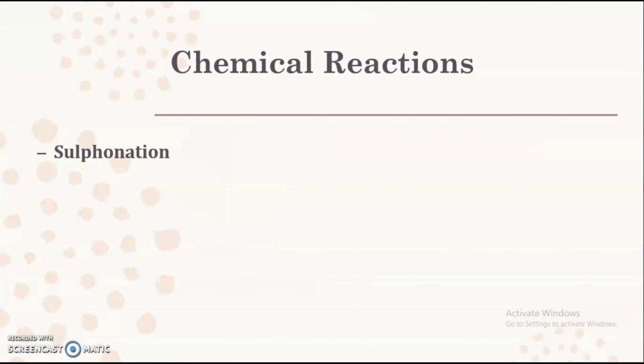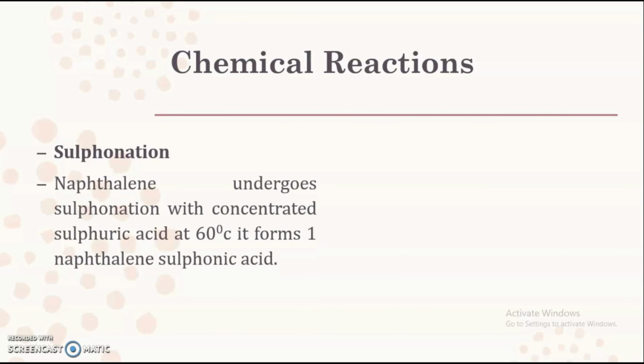The first electrophilic substitution reaction that we are going to discuss is sulfonation. We are familiar with this term also, where sulfonation is nothing but the addition of the sulfonyl group. Naphthalene undergoes sulfonation at 2 different temperatures. First, naphthalene undergoes sulfonation with concentrated sulfuric acid at 60 degrees Celsius. At that temperature it forms 1-naphthalene sulfonic acid.